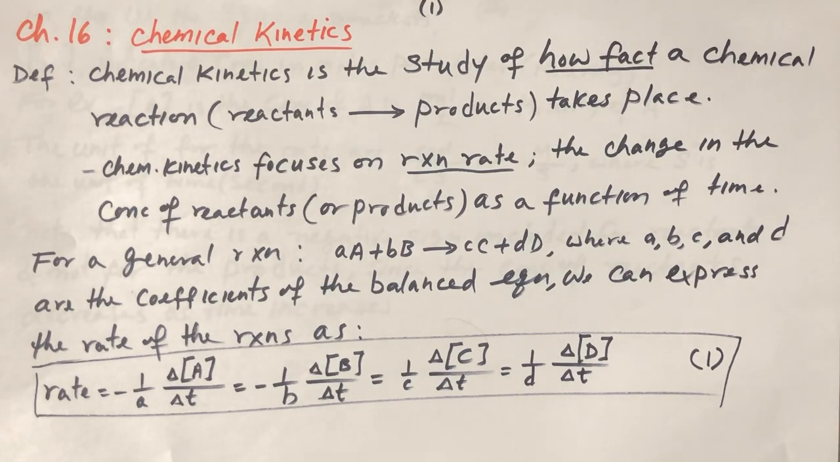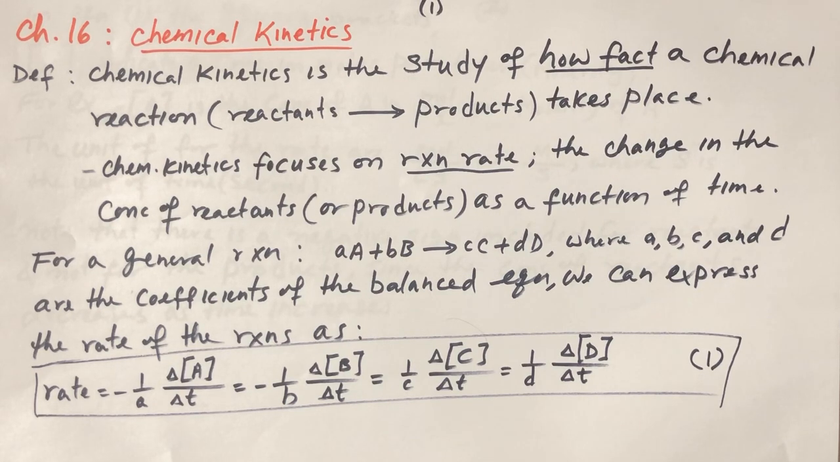Okay, so let's start. The definition of chemical kinetics is quite straightforward. Kinetics is the study of how fast a chemical reaction takes place. And by chemical reaction, we are talking about the change from reactants to the product side. So the chemical kinetics in this chapter focuses on reaction rate, the change in the concentration of reactants or products as a function of time. So when you look at how the concentration of reactants or products changes over time, we're really focusing on chemical kinetics.